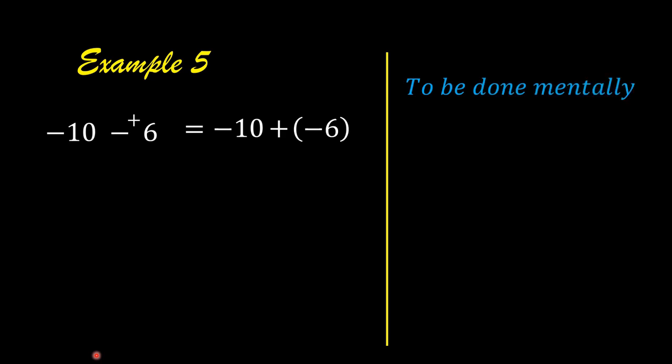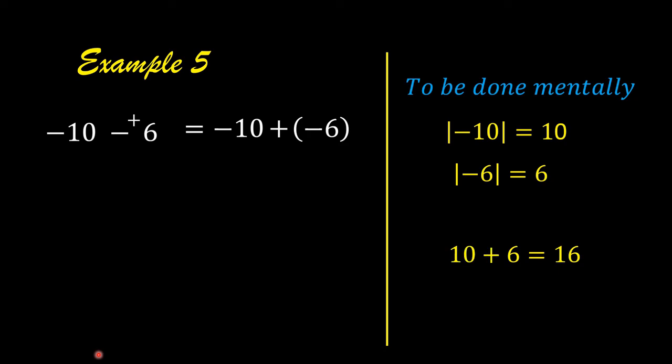Next, to be done mentally, find the absolute value of negative 10 and the absolute value of negative 6. The absolute value of negative 10 is 10 and the absolute value of negative 6 is 6. If the numbers to be added have the same signs, add their absolute values. So 10 plus 6 is equal to 16.